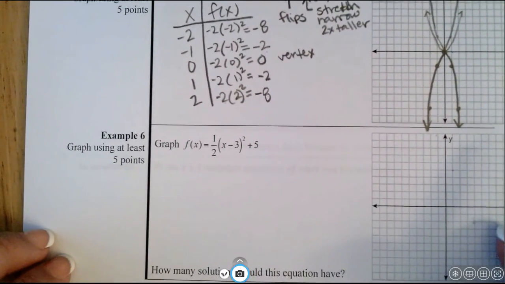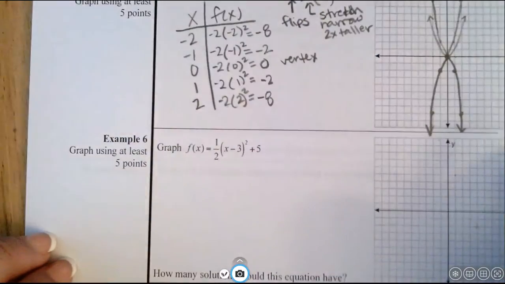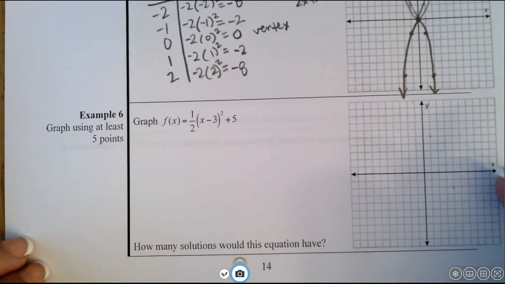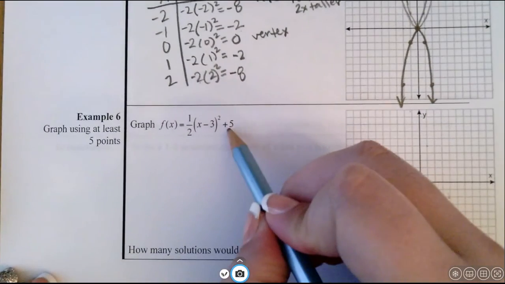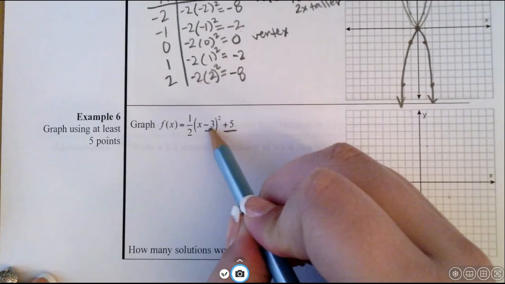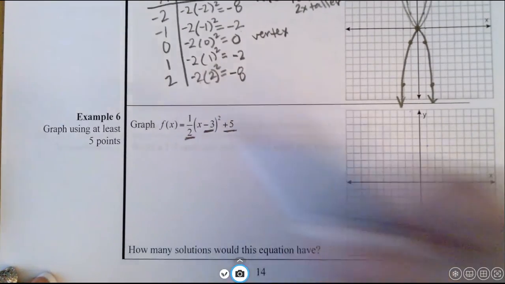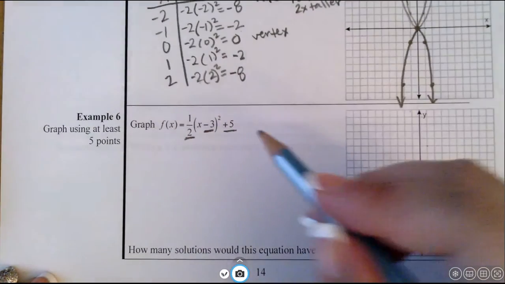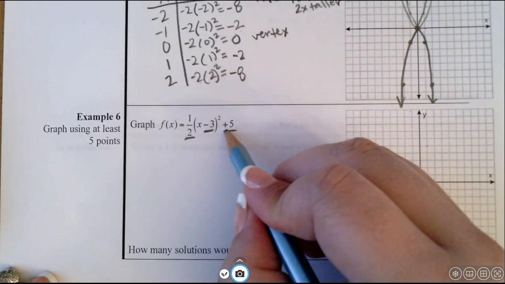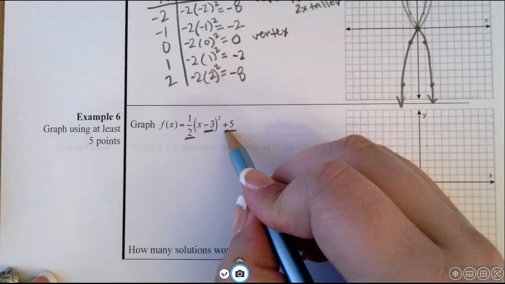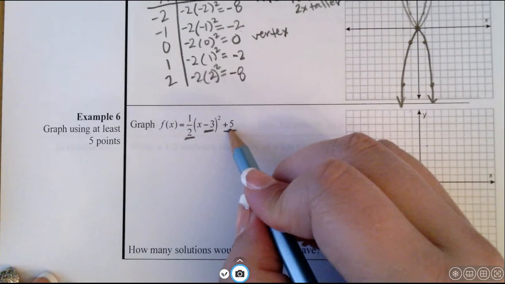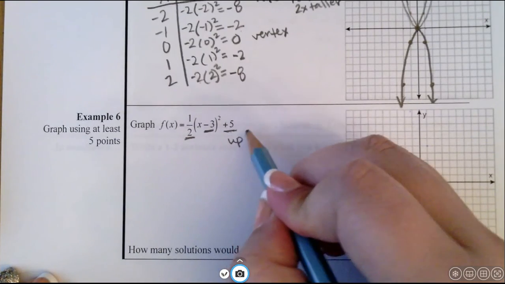So let's look at example 6. Example 6 is putting a lot of these together. Okay, so we're putting together the transformations, the movements, and the stretching. And we want to describe what these all mean. So the +5, outside of the parentheses, it's not being squared, means up by 5.